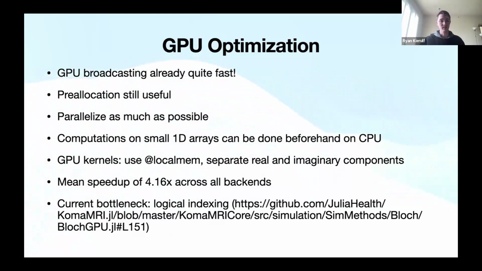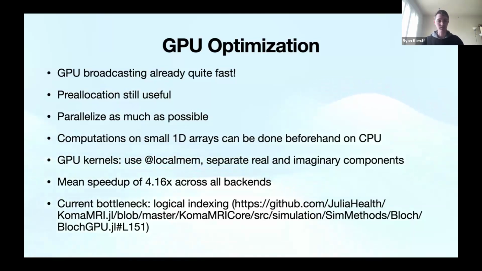But there are still some things that we could do to get it to run faster. So pre-allocation for one simulation block, reusing arrays in each simulation block, also helped, similar to the approach we took with the CPU optimization. Parallelizing calculations as much as possible. There are some parts within the simulation that need to be done sequentially, but every part that doesn't need to be done sequentially, if you can do it all at once, across all time points, that helps a bit more. And then there are some computations on smaller arrays that are faster to do beforehand on the CPU and not the GPU. And then we did write some actual GPU kernels for certain parts of it.